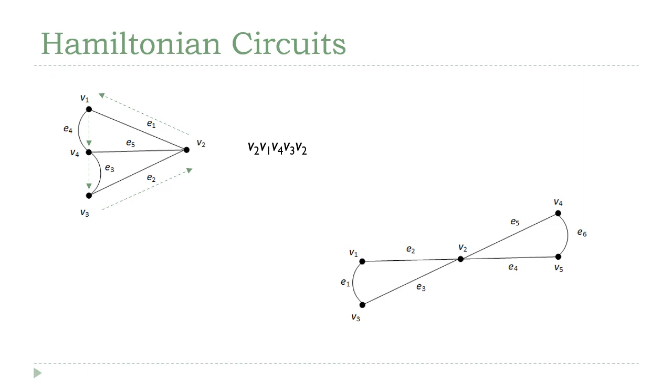Now, this bottom graph doesn't have a Hamiltonian circuit. And if you play around trying to find one for a minute, you quickly realize that vertex V2 there is a problem. It's a bottleneck. Once you cross that vertex and get to one side of the graph, there's no way to get back to the other side to close your circuit. We'll make that a little bit more formal in the next slide here. But bottom line, that graph doesn't have the kind of Hamiltonian circuit that we're talking about here.